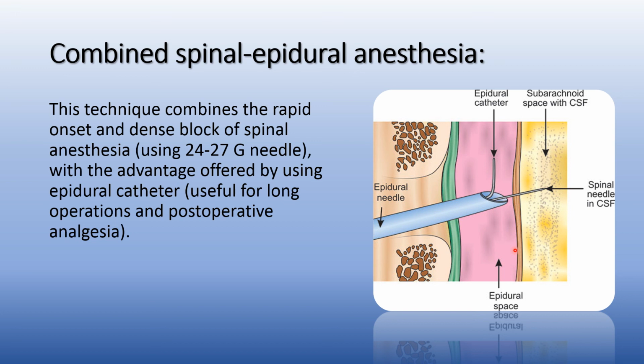When we do that, we remove the stylet and insert the epidural catheter, and also we insert a smaller 27 gauge needle that pierces the dura and inject the spinal anesthesia, the local spinal anesthesia in the subarachnoid space.